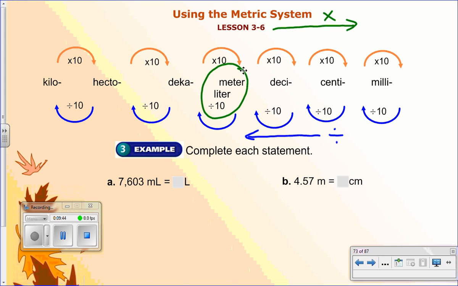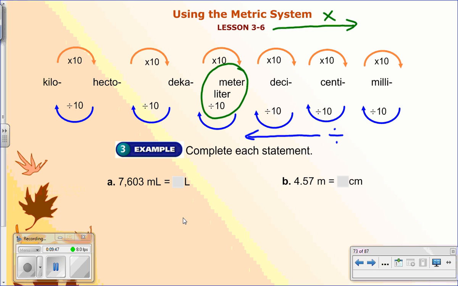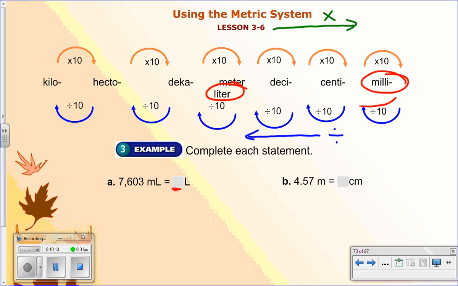So I'm going to show you how this works with A. We have 7,603 milliliters. All right, and we want to know how many liters that is equal to. So I'm going to start with the piece of information they give me: 7,603 milliliters. I'm going to find that milli, which is right here. That's what I start with. And then I need to get to liters, which is right here. So it looks like I have to go this way, then this way. So each time I'd have to divide by 10.